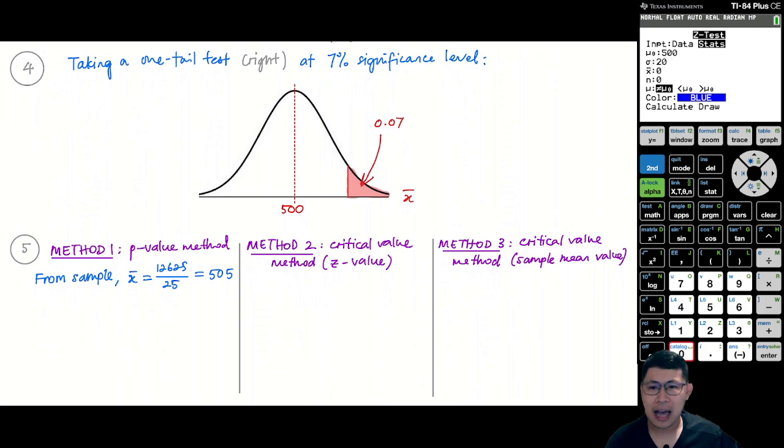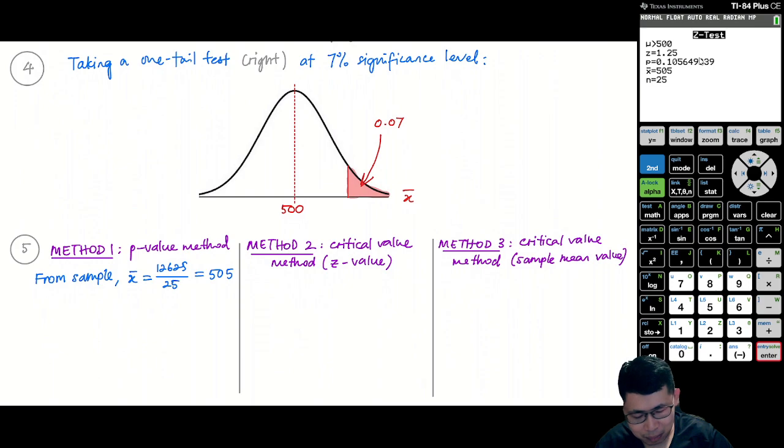Now, x bar we've calculated earlier is 505. N is 25. What kind of test is this? This is a more than test, so we are signaling to the calculator that we're doing a right one-tail test. Let's do the calculation, and we see that this is the z value 1.25, and this is the p value 0.1056, and so on.